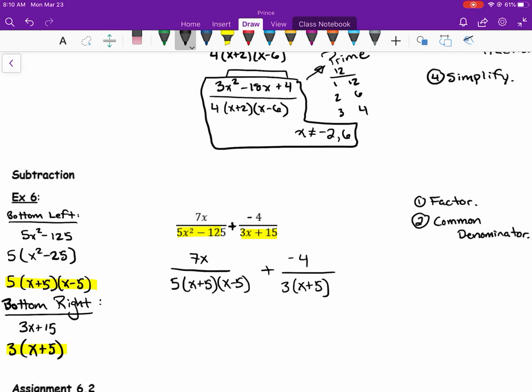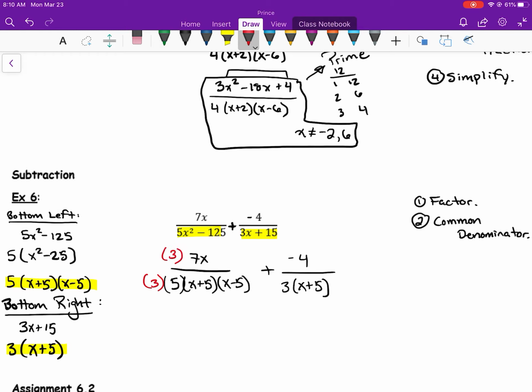Alright, back in the fight. So the left-hand side has 5, x plus 5, x minus 5. Right-hand side is 3, and then x plus 5. So I gotta make, again, just trying to make everything look the same. So I notice on the right-hand side it has a 3. The left-hand side doesn't have a 3. So I'm gonna add a 3. Alright, and the right-hand side has an x plus 5. I have an x plus 5 on the left, so we're good.